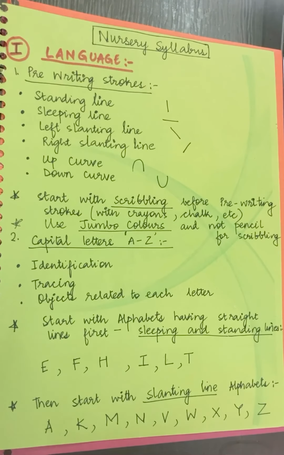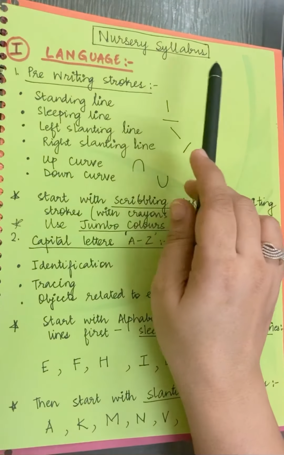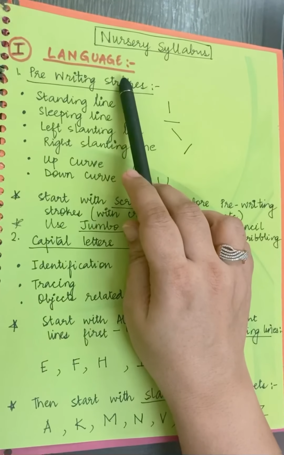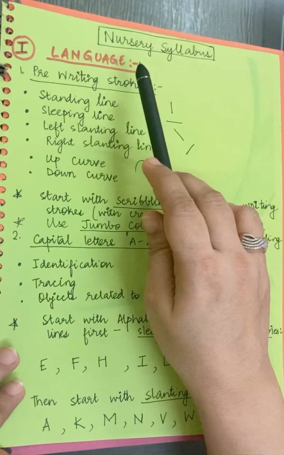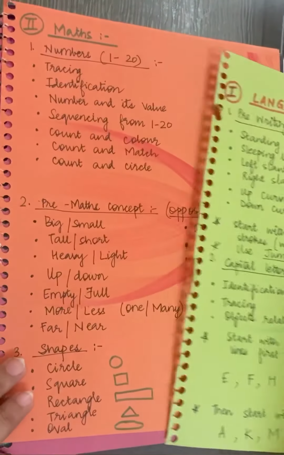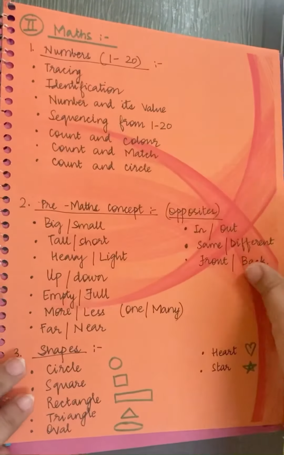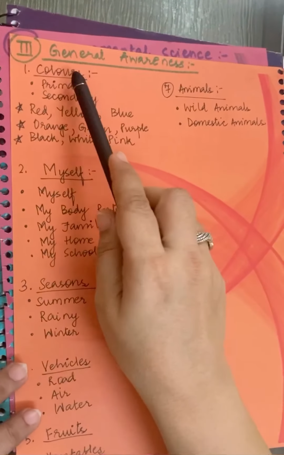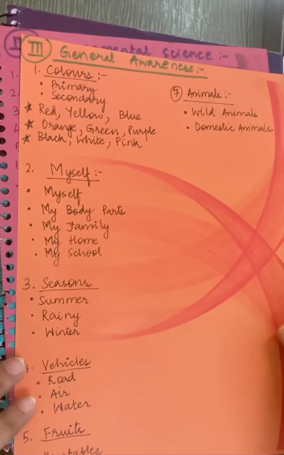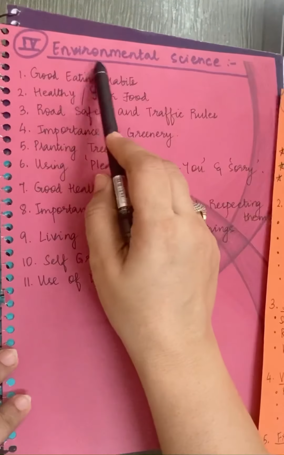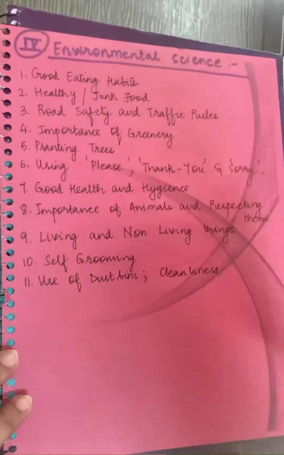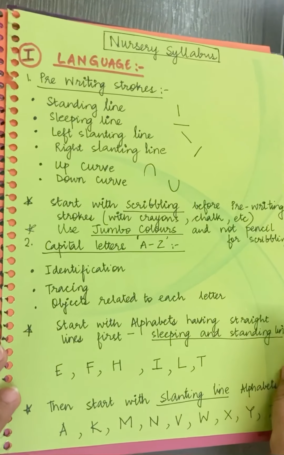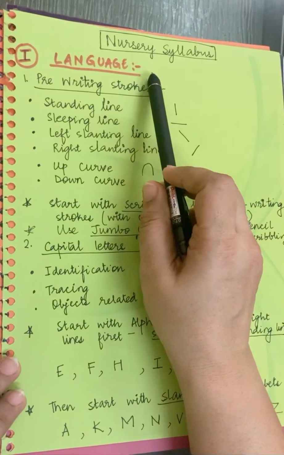So let's get started. The nursery syllabus is divided into four basic sections. First is the language section, then we have the maths, then we have general awareness, and then the environmental science. Let's start with the language first.